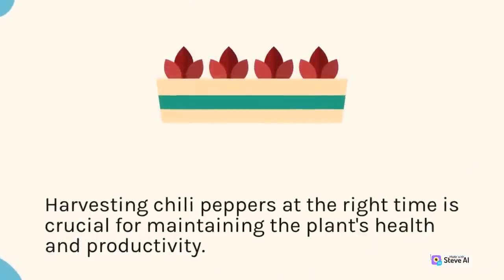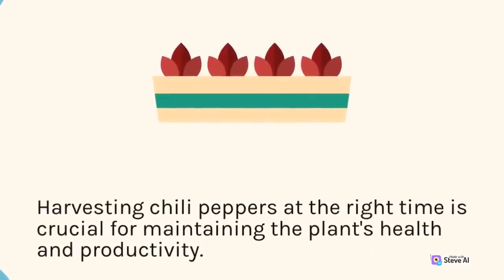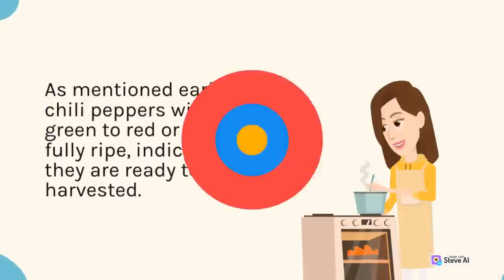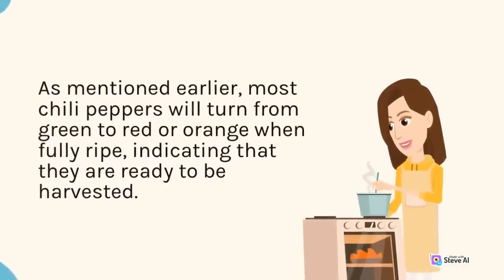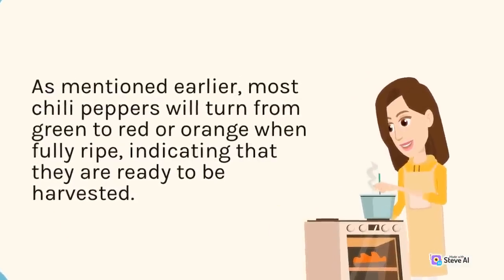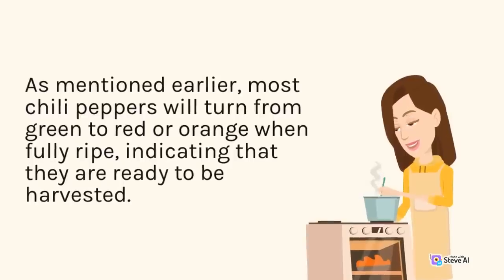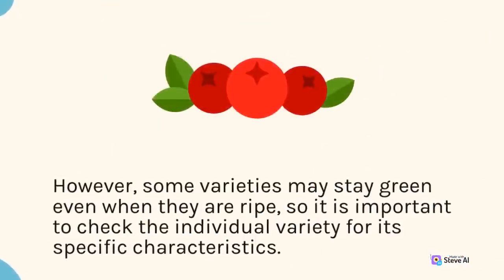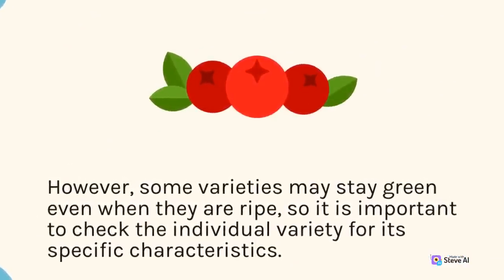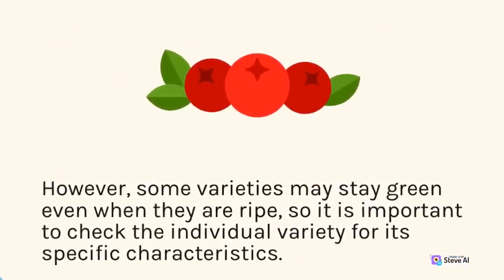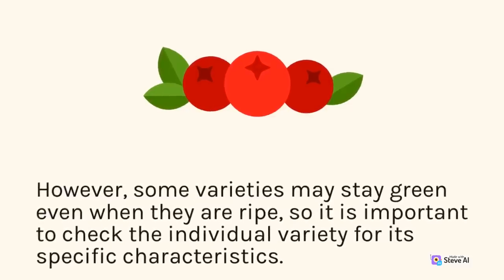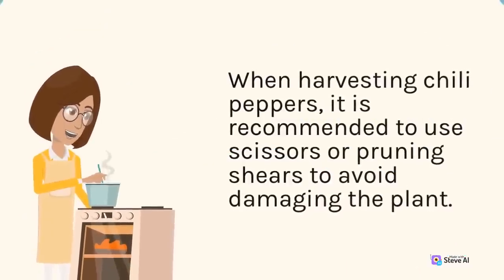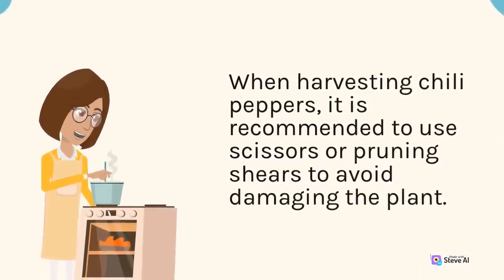Harvesting chili peppers at the right time is crucial for maintaining the plant's health and productivity. As mentioned earlier, most chili peppers will turn from green to red or orange when fully ripe, indicating that they are ready to be harvested. However, some varieties may stay green even when they are ripe, so it is important to check the individual variety for its specific characteristics. When harvesting chili peppers, it is recommended to use scissors or pruning shears to avoid damaging the plant.